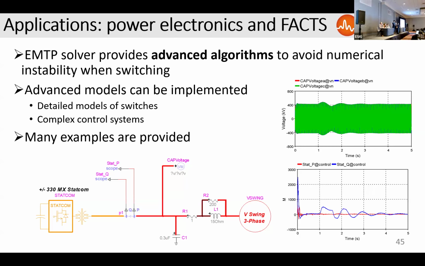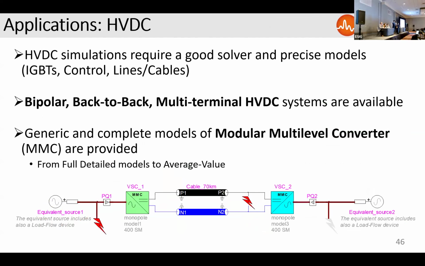Okay, power electronics, FACTS, and HVDCs. So to model this accurately, you need to have a good solver and advanced algorithms because you have a lot of switching. We have that in EMTP. You can get very good results and very fast initialization of all the systems. It doesn't matter how advanced they are.